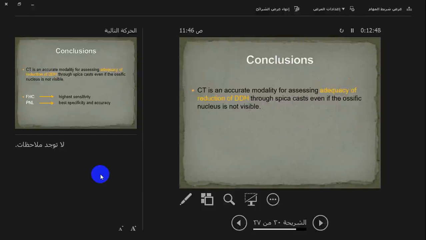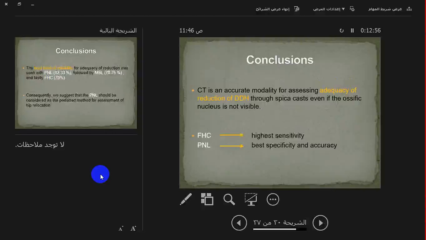In conclusion, CT is an accurate modality for assessing adequacy of reduction of DDH through spica casts even if the ossific nucleus is not visible. Femoral head coverage gave the highest sensitivity. However, posterior neckline gave the best specificity and accuracy.